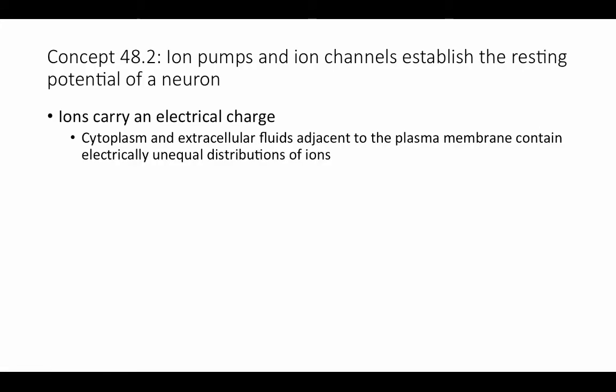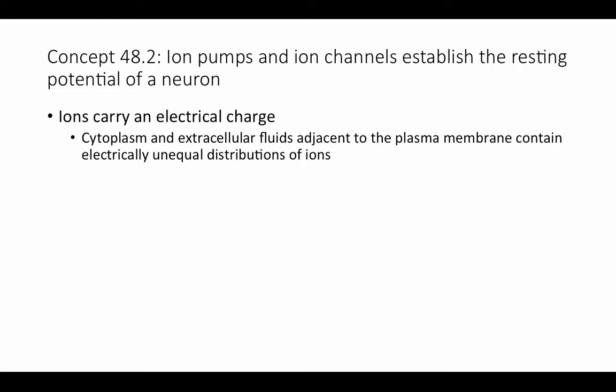So how do these neurons work? Now that we have a better idea of how they're put together, let's look at their function. So this is going to come back to this idea of ions and ion pumps. So ions, as we know, carry an electrical charge. Remember, the definition of an ion is an atom or molecule that has lost or gained one or more electrons and has an electrical charge.